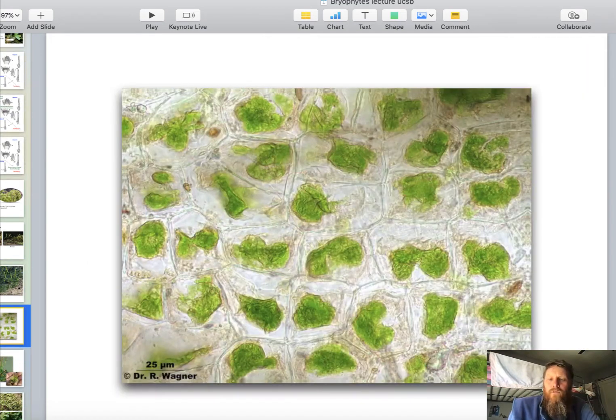So here's an image through a microscope of what hornwort cells look like. You can see they have this really big single chloroplast, or every once in a while they'll be double. So instead of having a whole bunch of little chloroplasts, they have one really gigantic one, or sometimes 2, right in the middle. So they're very easy to tell under the microscope.